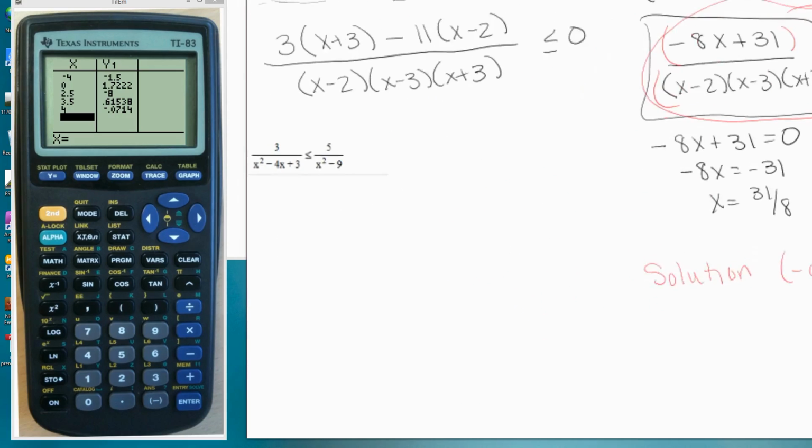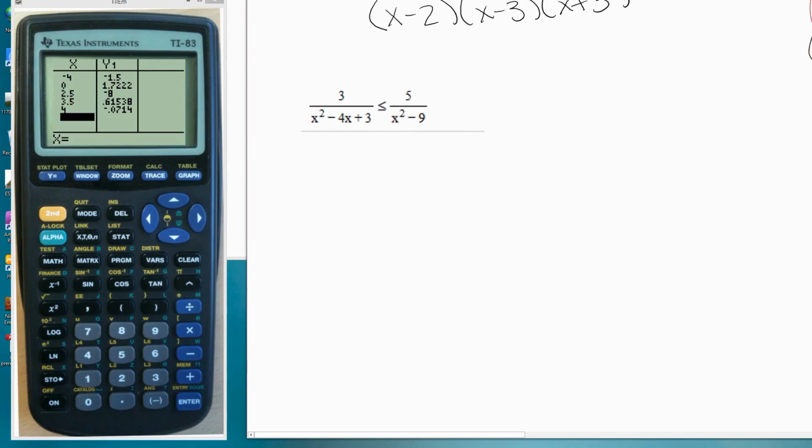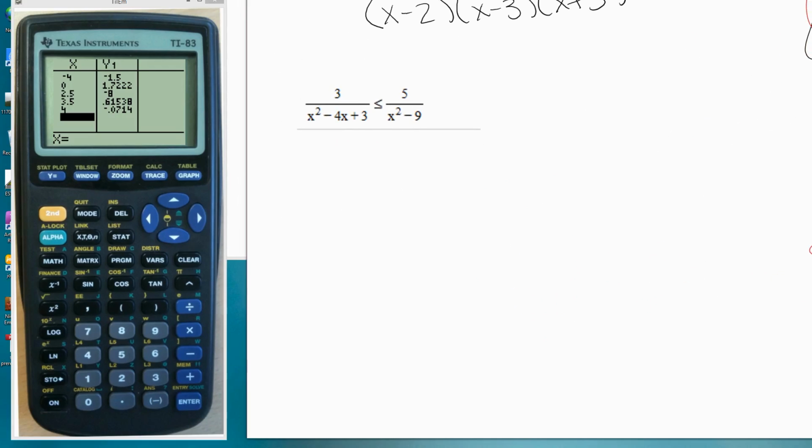Okay, we've got one more here, and this will be very similar. So we've got 3 over x squared minus 4x plus 3 is less than or equal to 5 over x squared minus 9. So first I'm going to subtract the 5 over x squared minus 9 from both sides. So that'll give me 3 over x squared minus 4x plus 3 minus 5 over x squared minus 9 is less than or equal to 0.